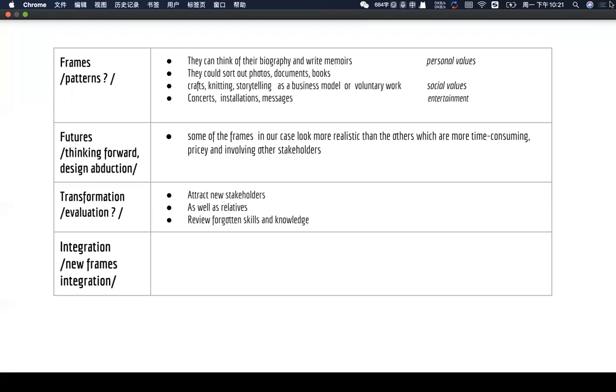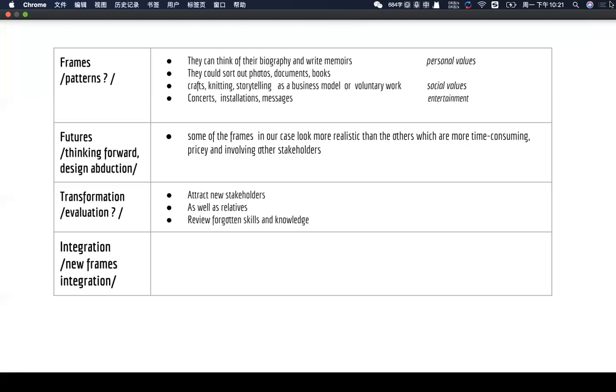Thinking forward, or futures, is thinking about potential realistic solutions. We would reshape frames in this stage, try them out, and generate feedback. In our case, some of the frames look more realistic than the others, which are more time-consuming, pricey, and involve other stakeholders. The next step, transformation, is a critical evaluation of frames and solutions. Often new stakeholders are involved and new practices are required.